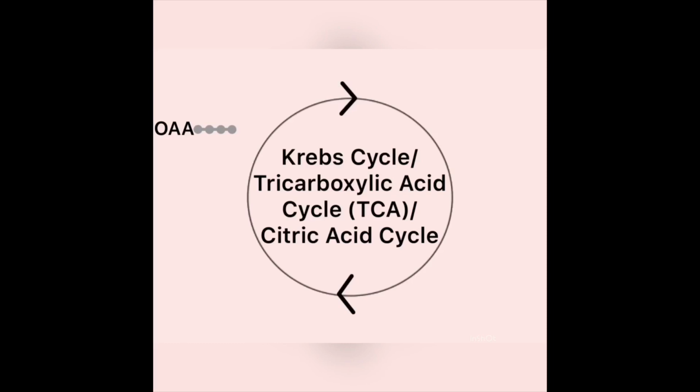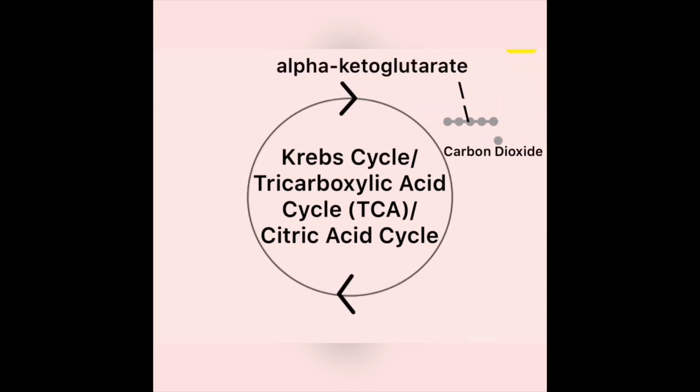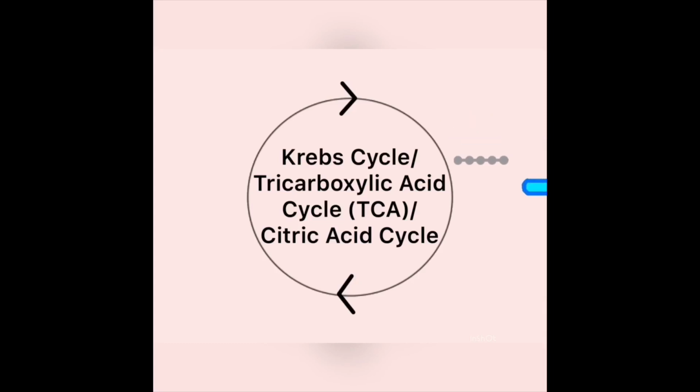This process starts with acetyl-CoA binding to oxaloacetic acid or OAA, which forms citric acid, a 6-carbon molecule. In this step, CoA falls off and is recycled back to the intermediate step. Then, through the reduction of NAD plus into NADH, a CO2 molecule falls off and results in a 5-carbon molecule called alpha-ketoglutarate. Then, a NAD plus molecule binds to alpha-ketoglutarate and is reduced to form NADH, which results in another CO2 falling off and leaving a 4-carbon molecule called succinyl-CoA.